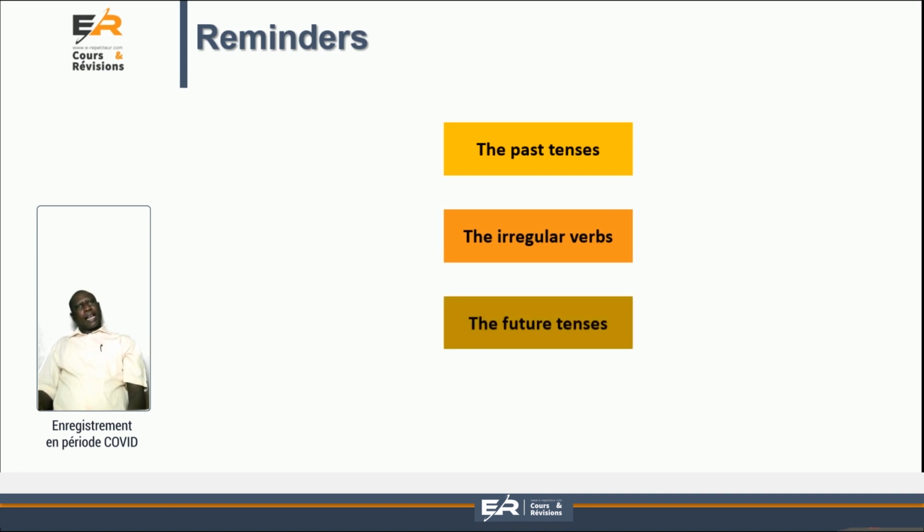We have also dealt with the future tenses. We have seen that it is the easiest tense in English, but some of the future tenses are not very easy, like the future continuous and the future perfect, especially the future perfect. So be careful with the future perfect.